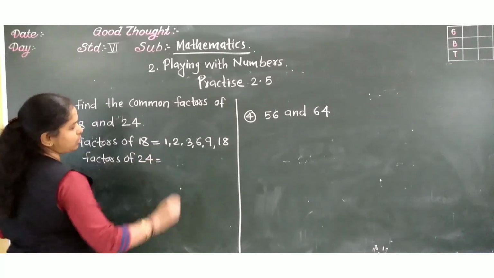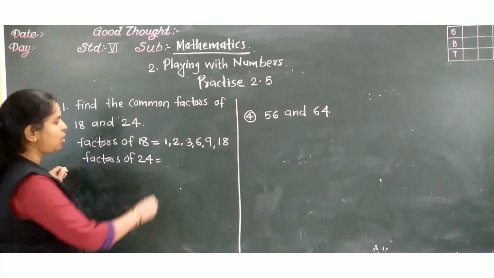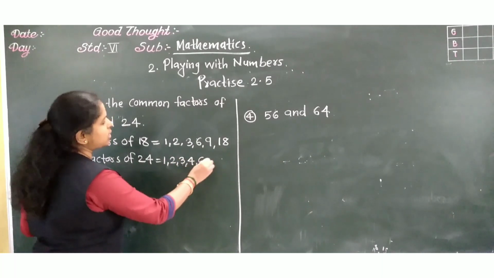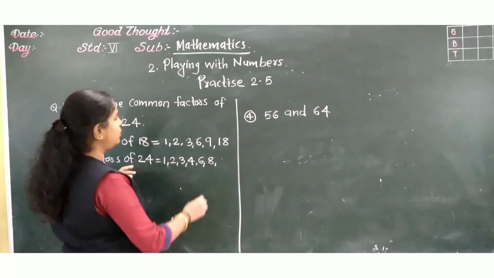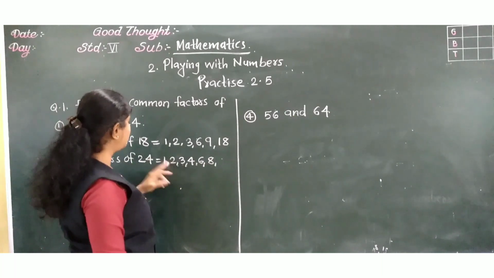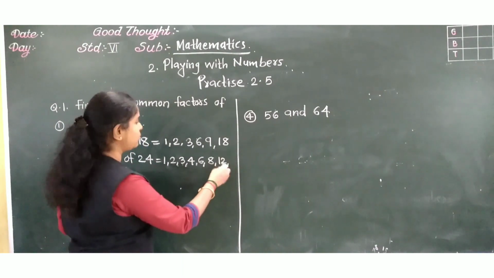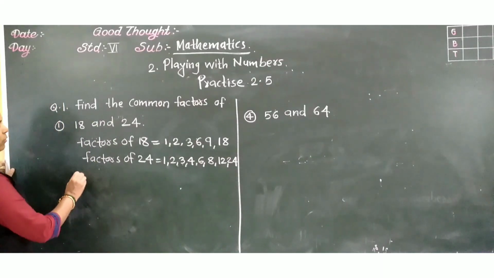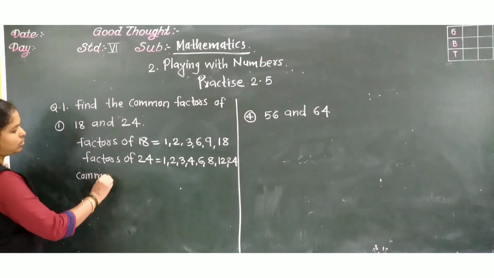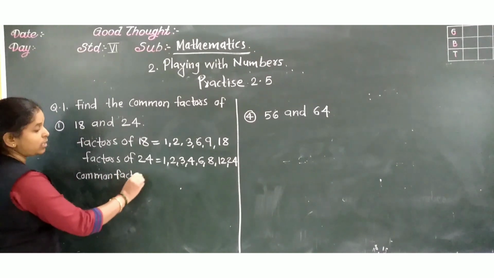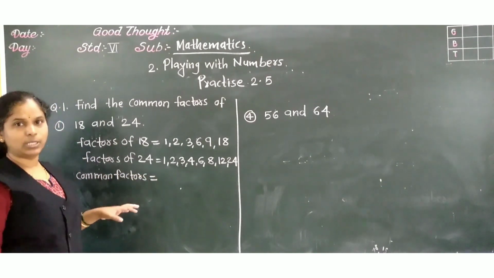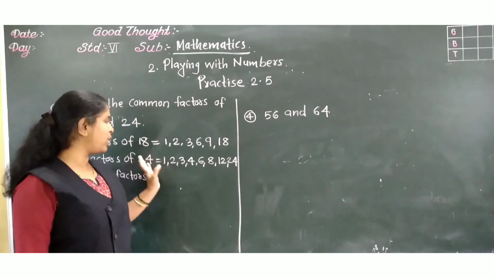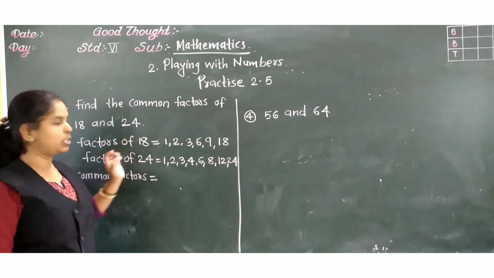Now factors of 24 means 24 comes in which table? 1, 2, 3, 4, 6, 8, then again which? 12 and number itself. Okay. So, common factors. For this is only the reason we have to recite the tables properly. See here, easily I could tell that 24 comes in these numbers, these tables.